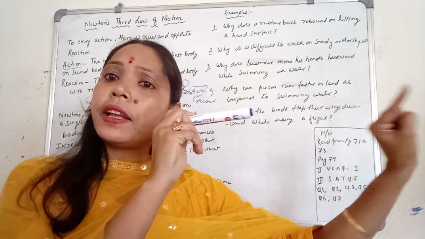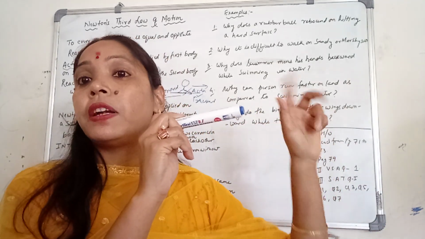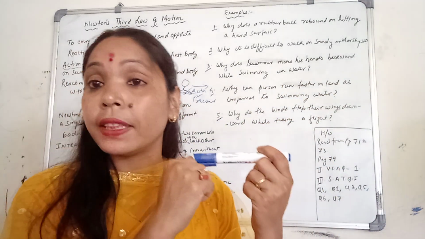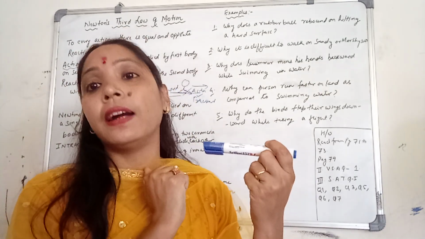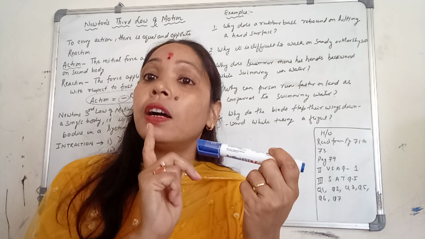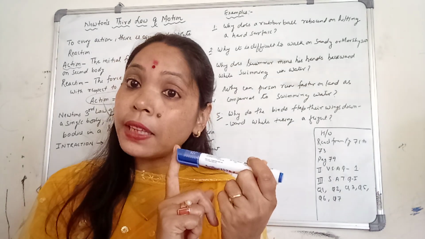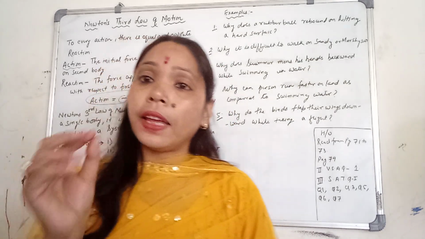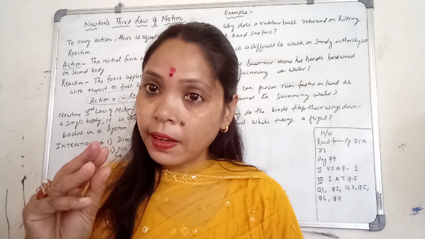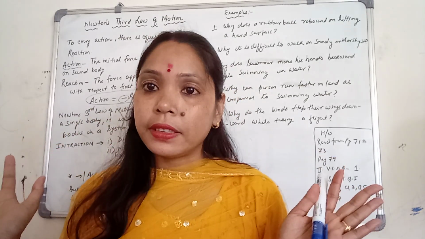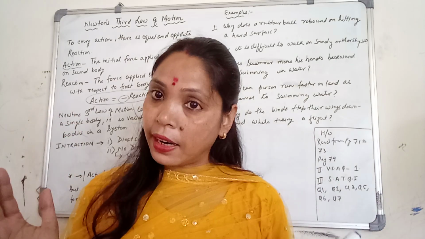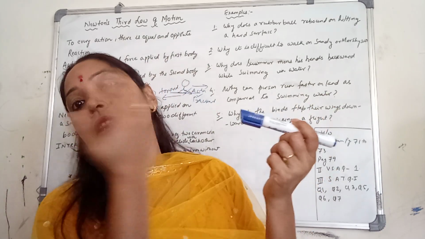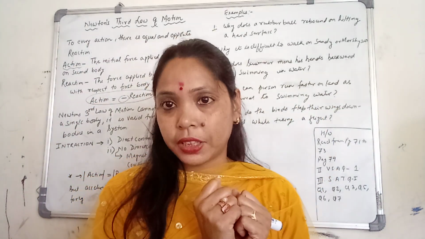But here the acceleration is more. That's why the distance traveled by the bullet is more than the distance covered by the what? By the gun. Because the gun is a larger mass. It has more mass, so its acceleration is less. So always remember this relation: if the mass is small, acceleration is large, and if the mass is large, acceleration is small. So action and reaction are in the opposite direction.